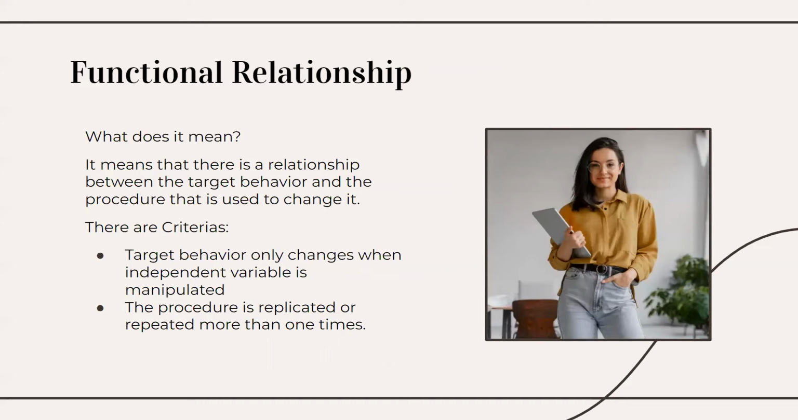And here's a big one, the functional relationship. What does it mean? Well, a functional relationship means that there is a relationship between the target behavior and the procedure that is used to change it. And there are 2 main criteria. Target behavior only changes when the independent variable is manipulated and the procedure is replicated or repeated more than 1 time.